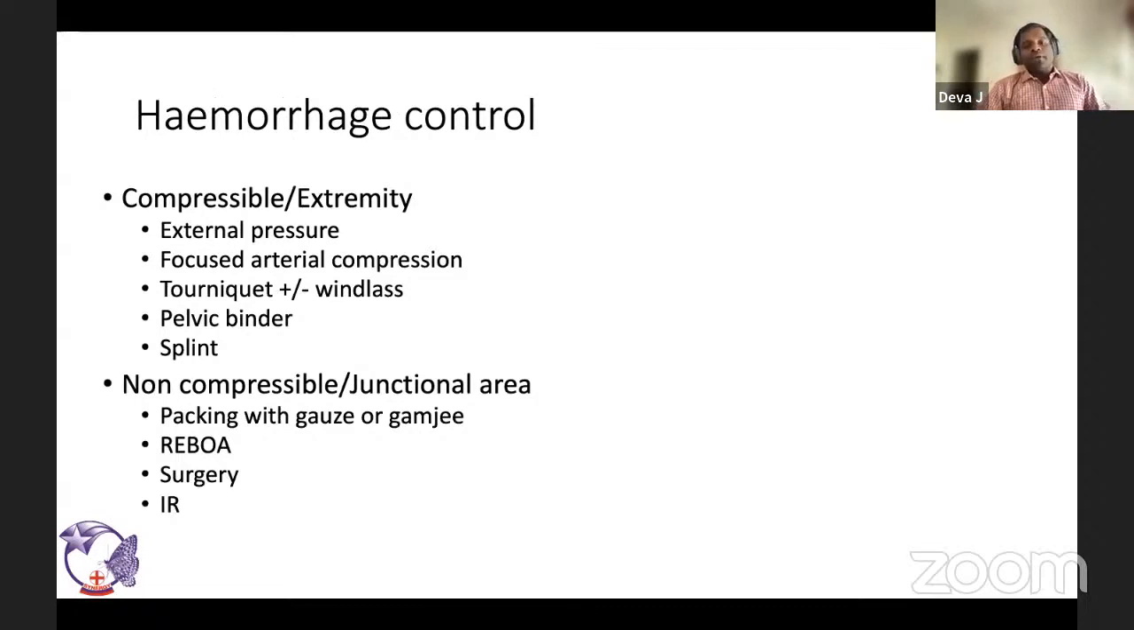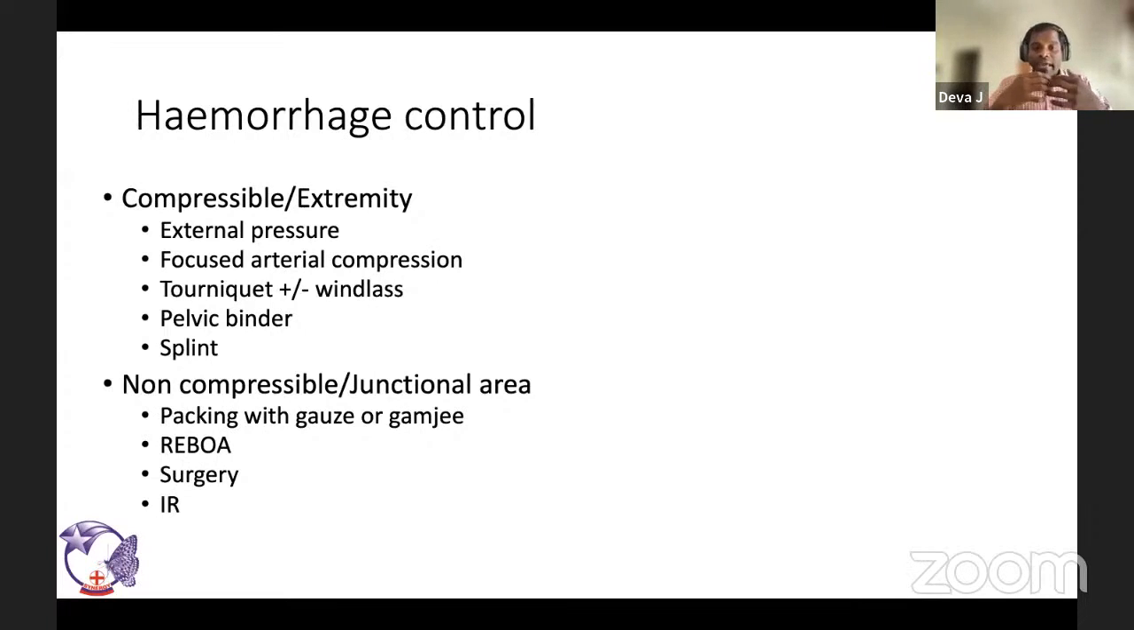Hemorrhage control. We divide this into three parts really. Are they bleeding from an extremity or extremities? That's number one. Are they bleeding from the junctional areas, groins, axillae, neck? That's number two. Are they bleeding in a non-compressible area, which is the torso? So are they bleeding from the extremities, from the junctional areas, or from the torso? You divide the groups into 3.